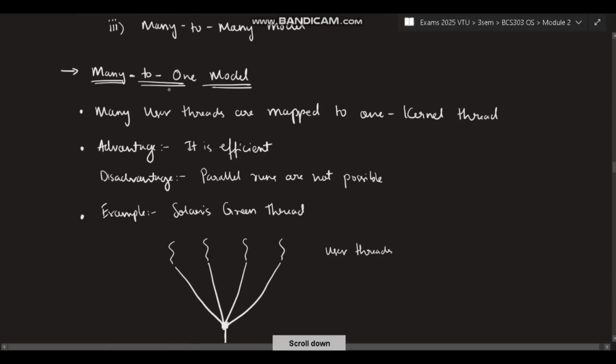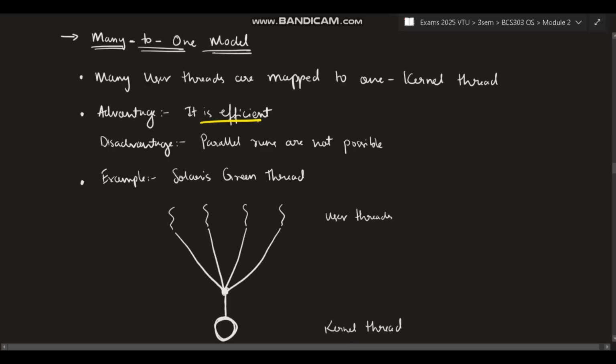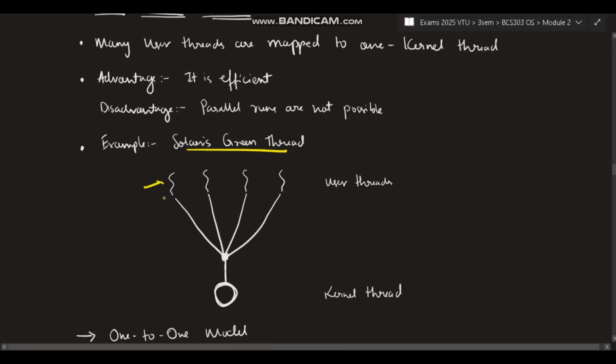In the many to one model, many user threads are mapped to one kernel thread. Many user threads, one kernel thread. It is efficient, that's the advantage. The disadvantage is that parallel runs are not possible. An example is Solaris green threads. Here, as you can see, there are many user threads connected to one single kernel thread. This is called the many to one model.